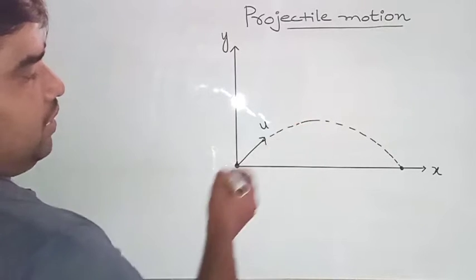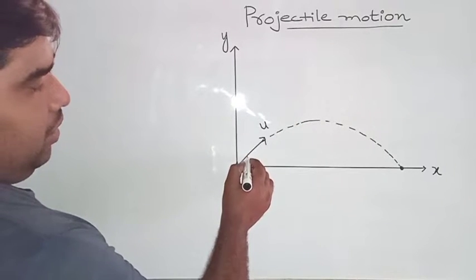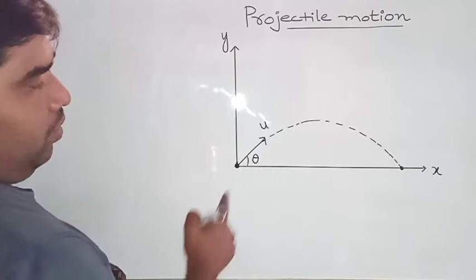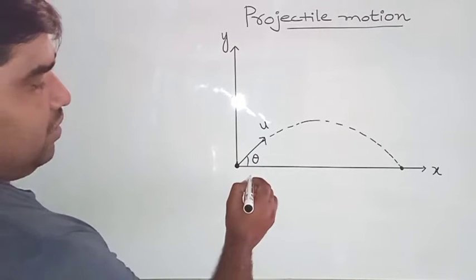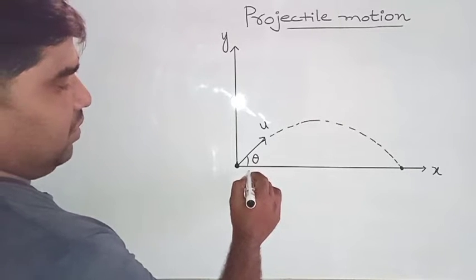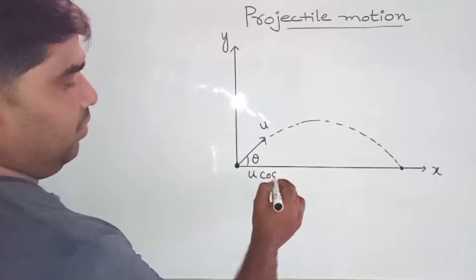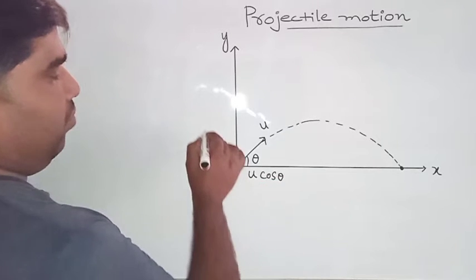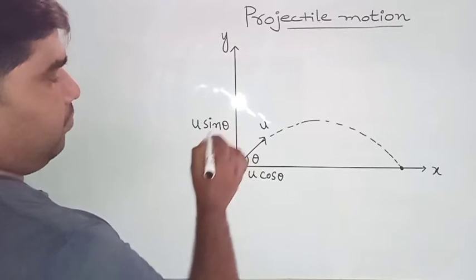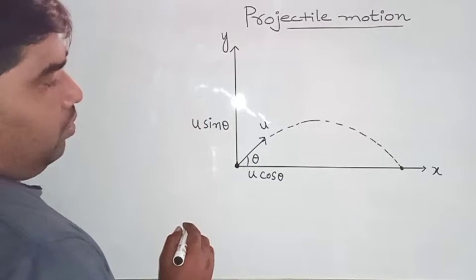Now, this is in two dimensions. It is making an angle theta with the horizontal. Velocity we are going to resolve into two components. The horizontal component is u cos theta and the vertical component is u sin theta.